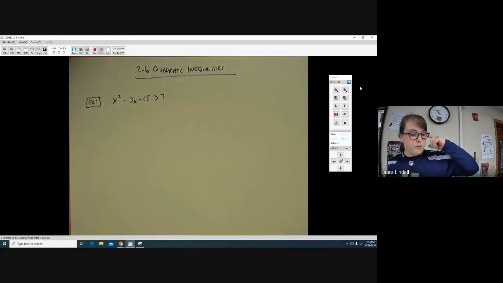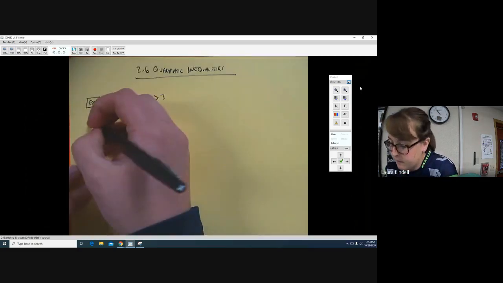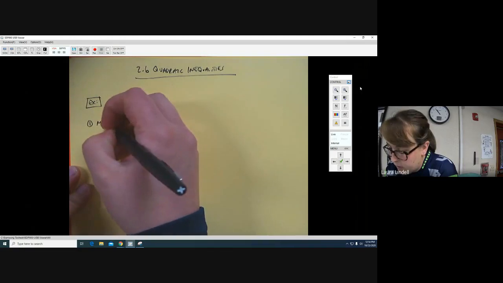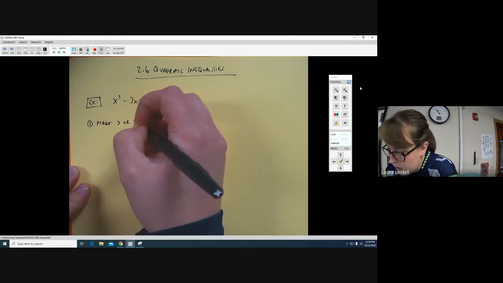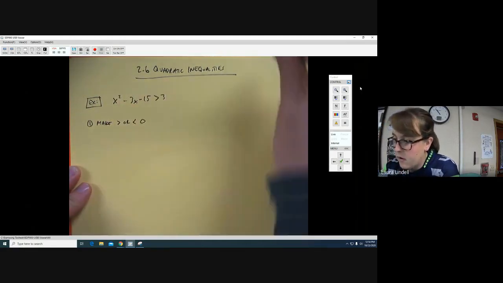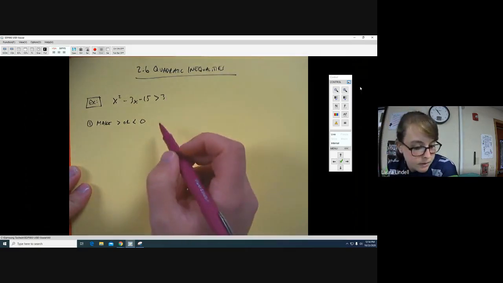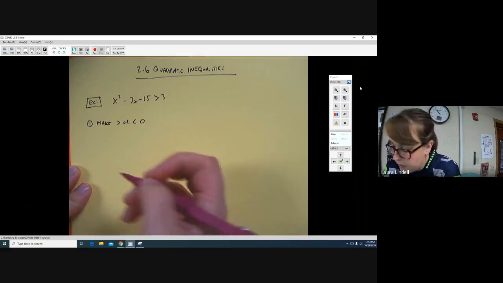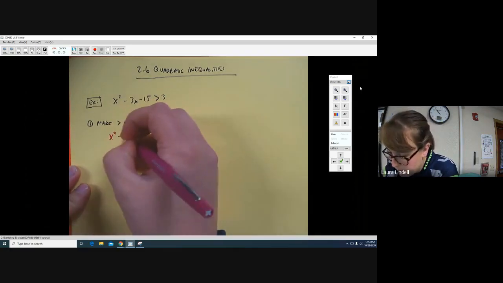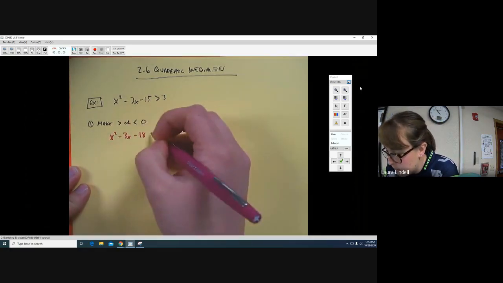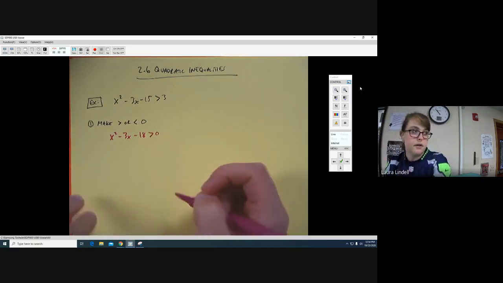And the first thing that you want to do is make it less than or greater than 0. So we want to get 0 on this side over here. So I'm going to subtract the 3 over. So we get x squared minus 3x minus 18 is greater than 0.